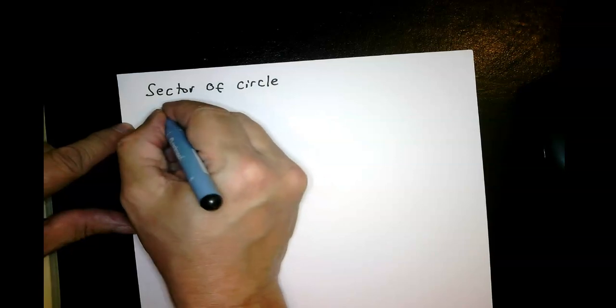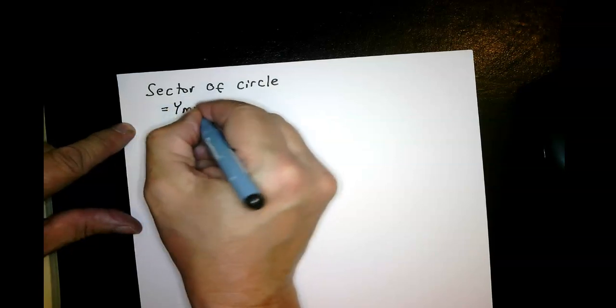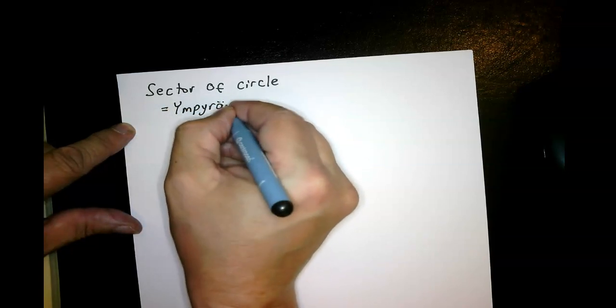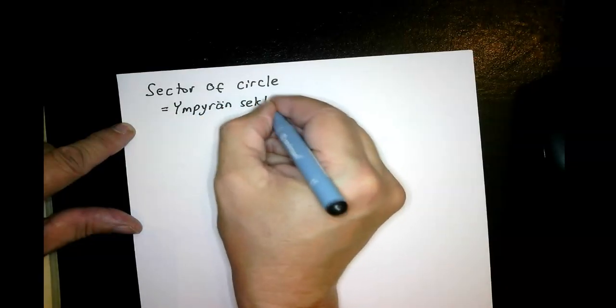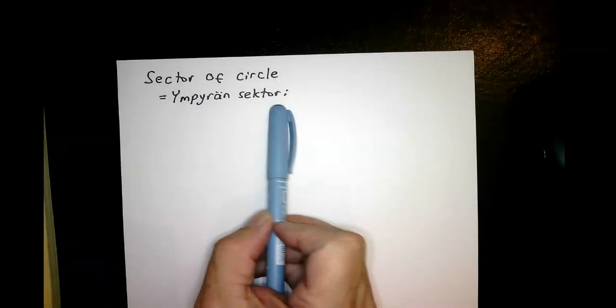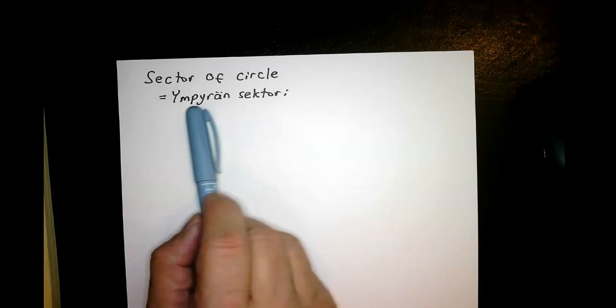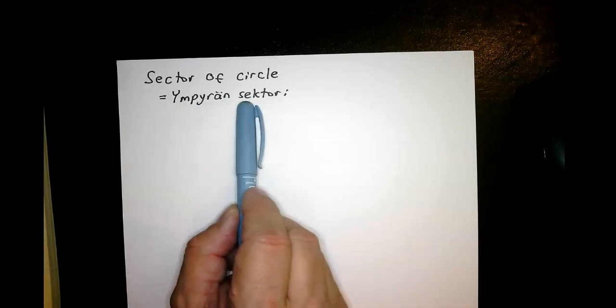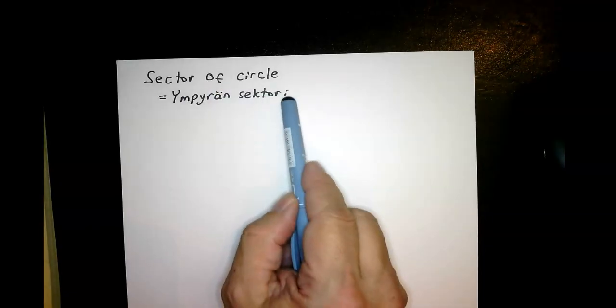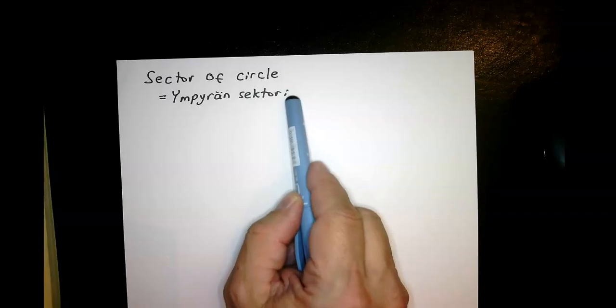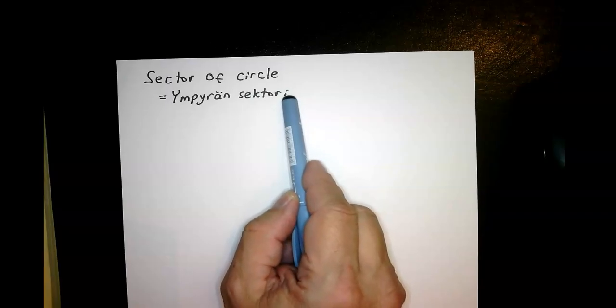In Finnish, ympyrän sektori. It is maybe easy to understand that the words in Finnish language are written in the opposite order. Ympyrä is circle and sektori is sector. Many times in Finnish words you see the I letter in the end of the word. It is very usual.